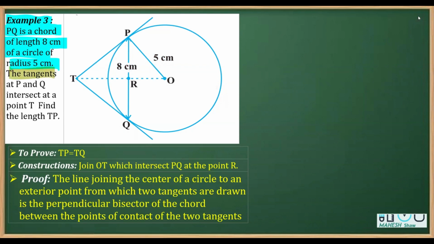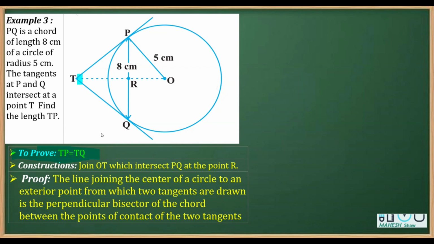Further, we have two tangents drawn, that is TP and TQ, from the same exterior point. And what we have to get is the length of this tangent TP. Now, before we proceed, we must write down the given. First of all, what we have to prove is TP is equal to TQ. Well, there is a construction that is needed to be done.